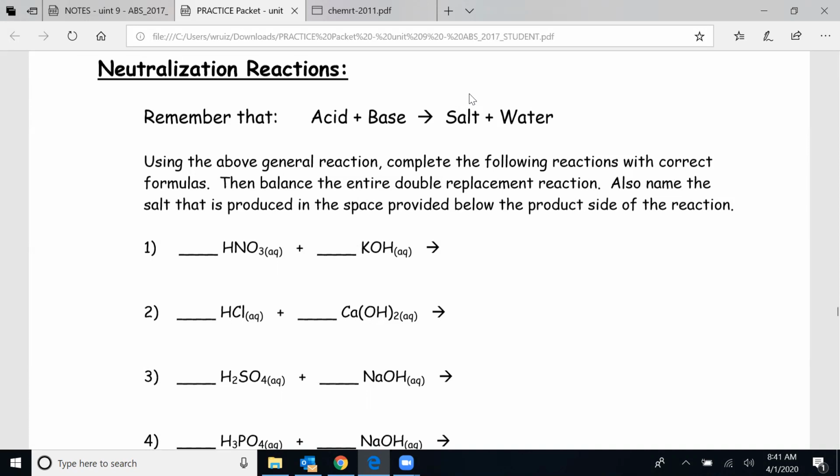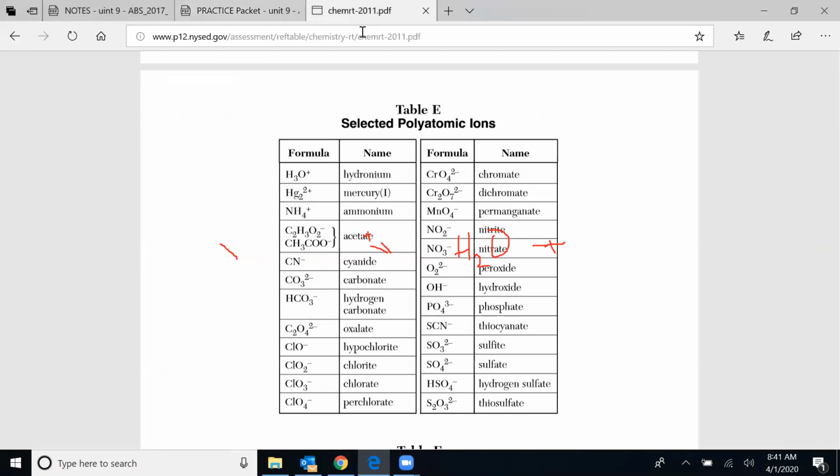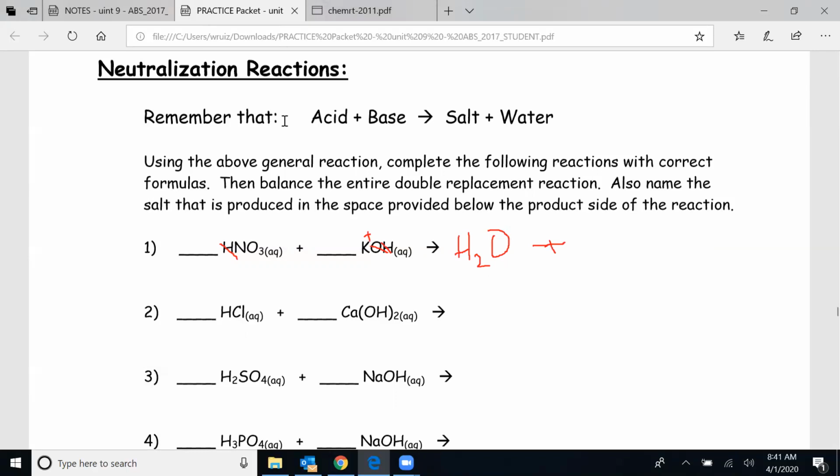Well, I automatically know that one of my products is going to be water, so I always go ahead and draw it, H2O. So I'm going to take off the H from here, H2O, and now I'm left with NO3 and K. Remember, when you're writing things out, you write the one with a positive charge first. Potassium always has a positive one charge, and I know that because if I look at my chemistry reference table, it's all the way on the left-hand side, and anything on that left-hand side has a positive one charge. NO3 is right here. NO3 is a polyatomic ion, and has a negative one charge, so they balance out. So it's plus KNO3. And for naming that, K is potassium and NO3 is nitrate, and that's the name of my salt.